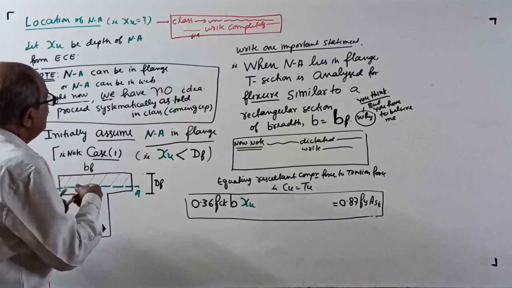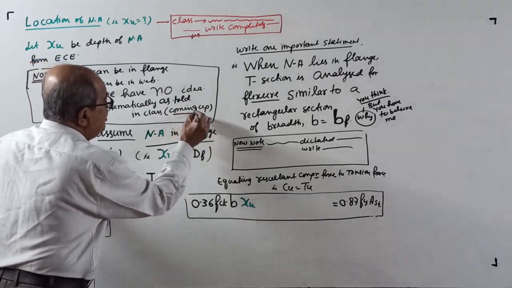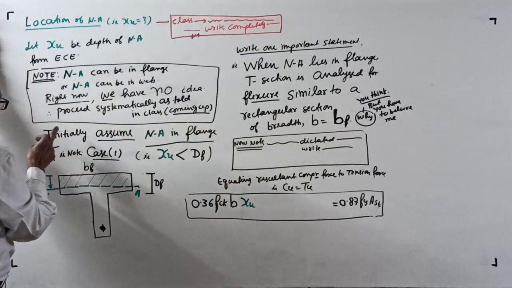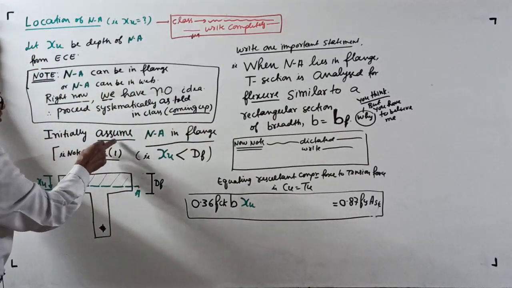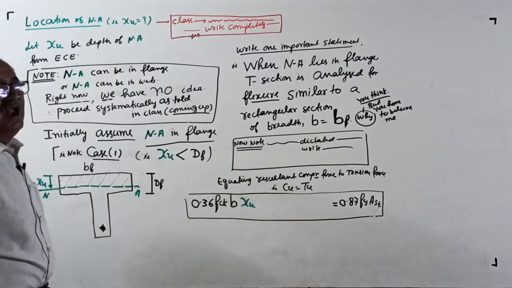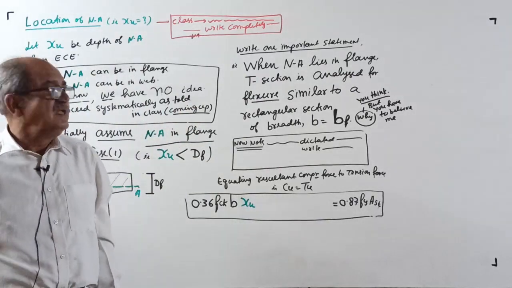How? Coming up now. Okay, coming up. Leave it. Initially assume neutral axis in flange. First, see, always in a correct order.